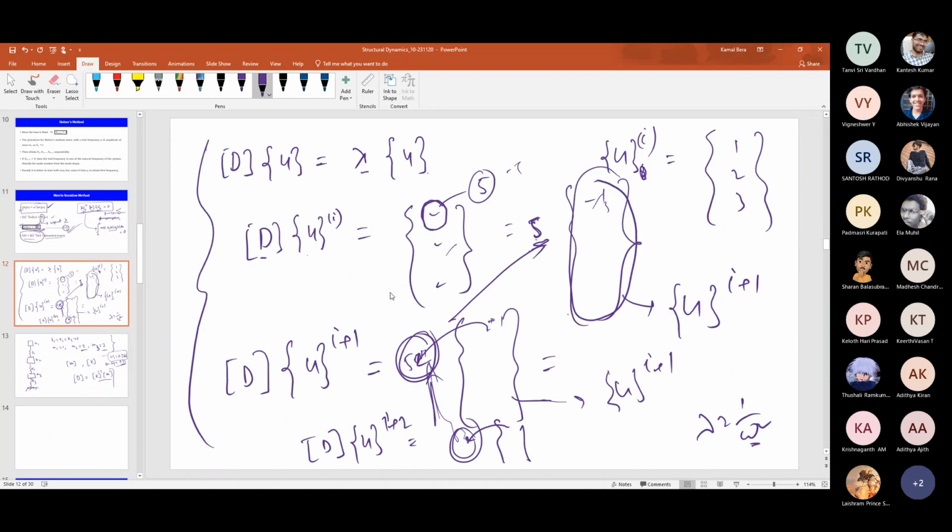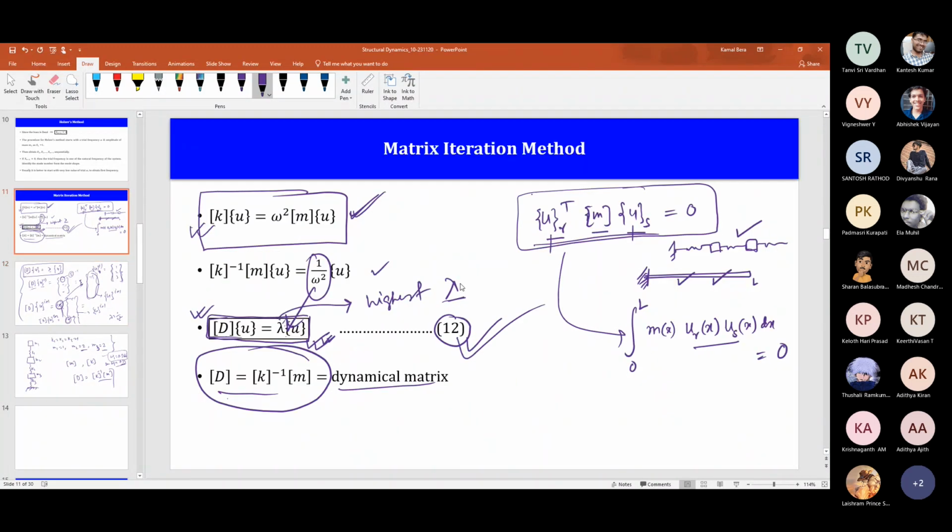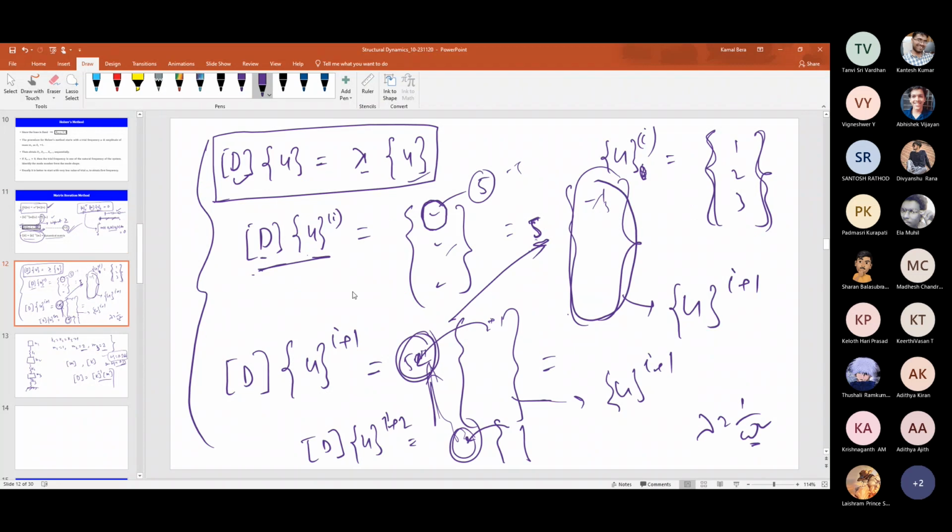Now how to do that? This is my standard eigenvalue problem, D u equals lambda u. I will assume any trial eigenvector. As an example, I have given a 3 by 3 system. For u i, first as a trial eigenvector, I'll use 1 2 3, or 1 1 1, or 3 2 1, whatever, and then I'll obtain D into u. D is known to me, D equals K inverse M. So I'll multiply it and get a vector. Because this is a 3 by 3 system, I'll get a 3 by 1 vector.